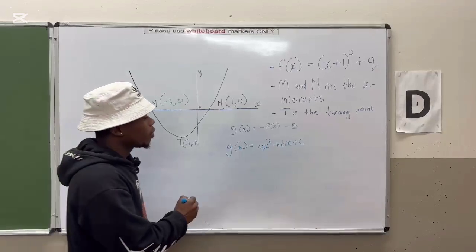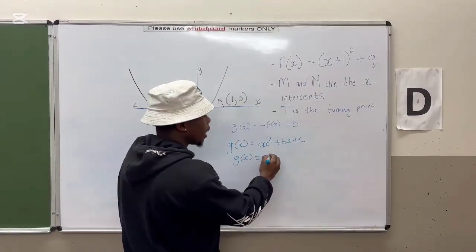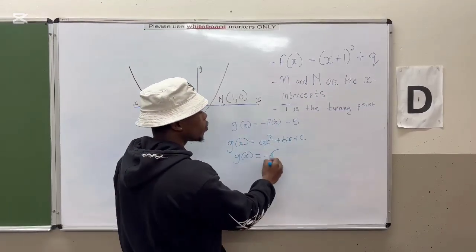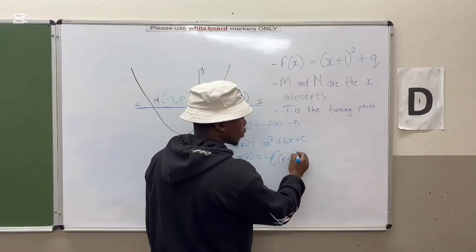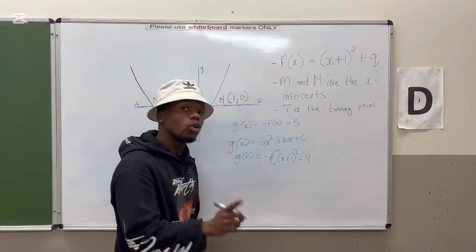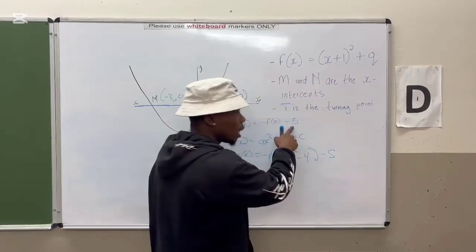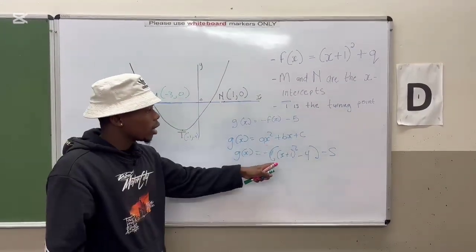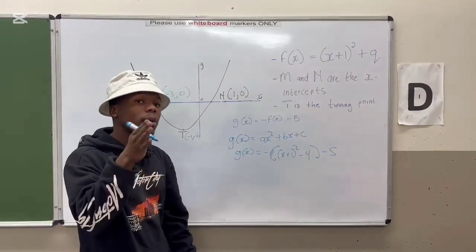In other words, my friend, I have g of x is equal to minus f of x. What is f of x? f of x was (x plus 1) all squared minus 4, because the value of q was minus 4, close bracket, minus 5. In other words, I need to simplify everything up to this point. It means I will start by simplifying inside my bracket.